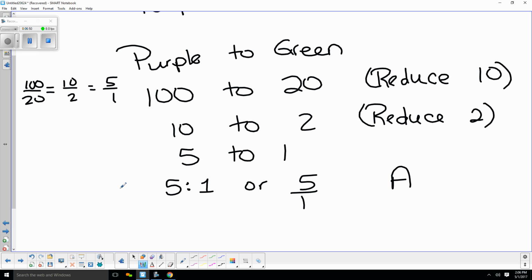Do not use "out of." That's not a ratio wording. I can make a fraction out of that, but it's not really a word set up for a ratio.